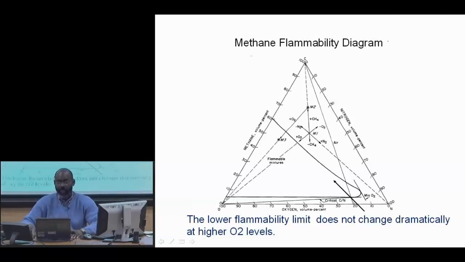So another way that we can figure out flammability is using these flammability diagrams or flammability maps. These are useful because it's been tabulated, so you have a graphical way of establishing flammability issues. So here's a flammability diagram for methane. And the idea is that this triangular graph or diagram gives us a composition space.